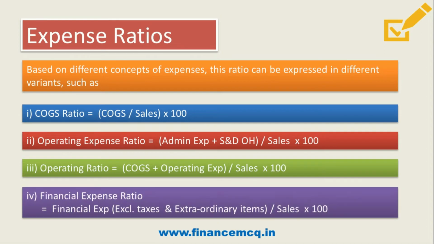And the fourth one is the financial expense ratio. And how is it calculated? It is calculated as financial expenses, that is excluding taxes and extraordinary items, upon sales into 100. These are not very important ratios, I have just put them in this video for information purposes. Just try to know that in expense ratios there are 4 different types of ratios. So I hope it is clear. Now let's move on to the next point.